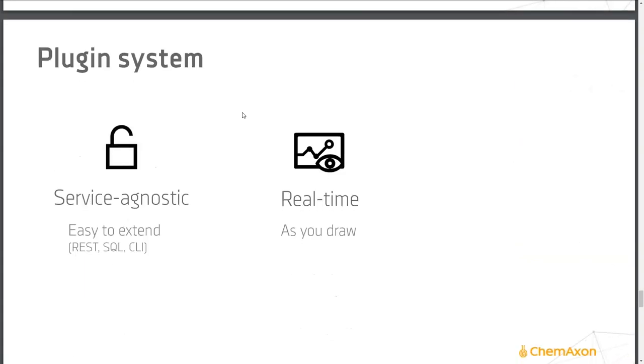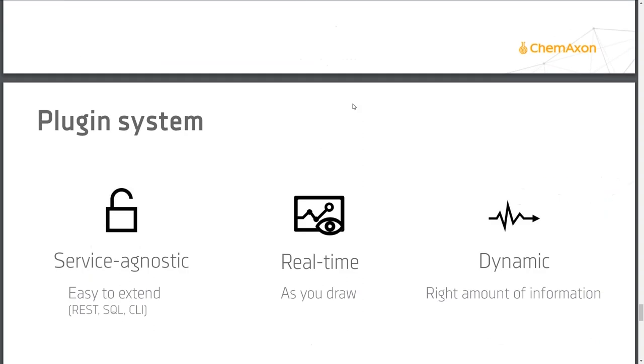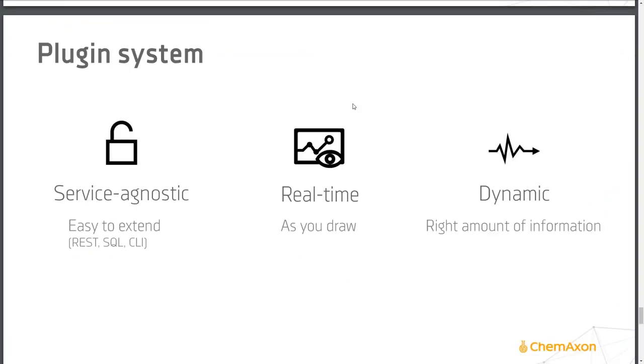The other strength of the plugin system is that it's real time. There is no need to push a button to calculate the properties. Just as you draw, you will get the results, so it won't distract you from the ideation. And the third point I would like to mention is that it's dynamic. So you might lift your attention and shift to another property if you see something interesting, so that the right amount of information is available, probably at some stage.